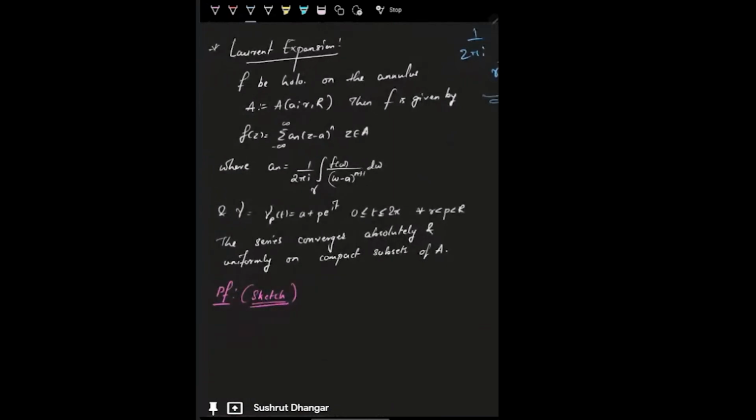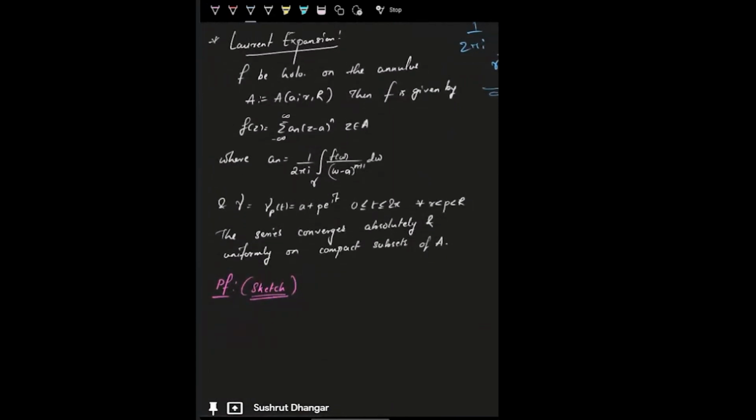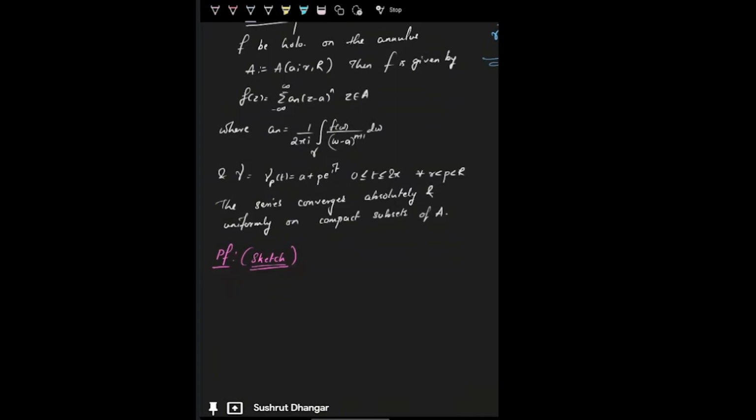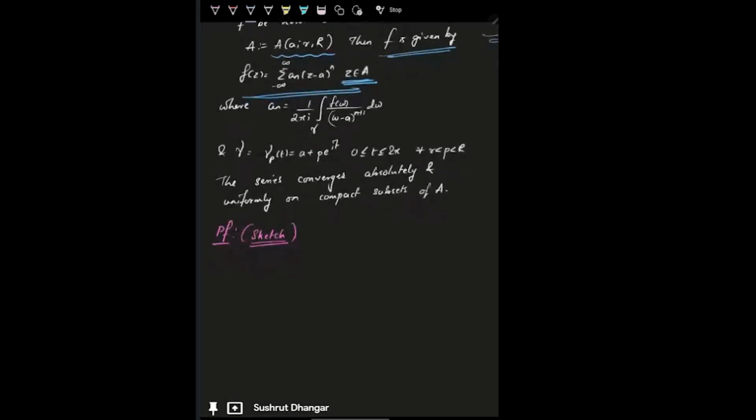All right. Now, let's build the Laurent series expansion for a holomorphic function on the annulus. Assuming that f is holomorphic on the annulus region, then f is given by this infinite series going from negative infinity to infinity of a_n times z minus a to the power n, where z comes from this annular region and the a_n are defined in such a manner.